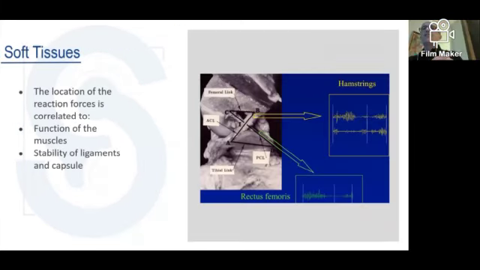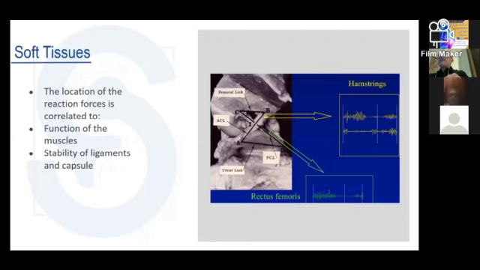Then what is important in stabilizing this knee? The location of the reaction forces is correlated with the function of the muscle and the stability of the ligaments and the capsule. This is the most important element that gives you the stability of the knee. When you add the congruent articular surface, this is what this study demonstrates: the importance of the correlation between the cruciate ligament and the function of the quadriceps and the hamstring. This is what is called the proprioception.